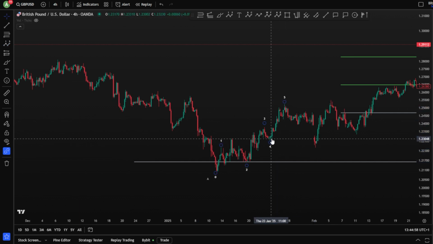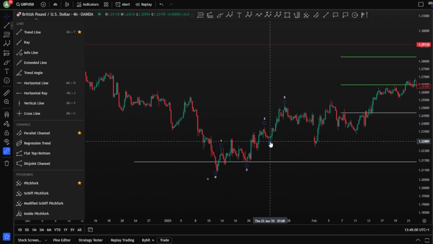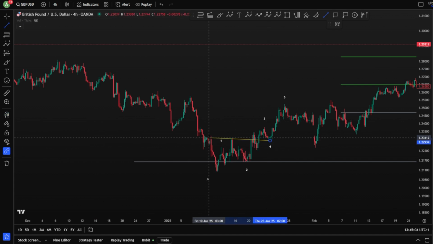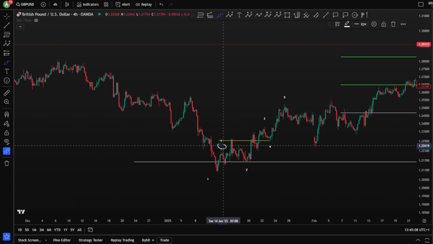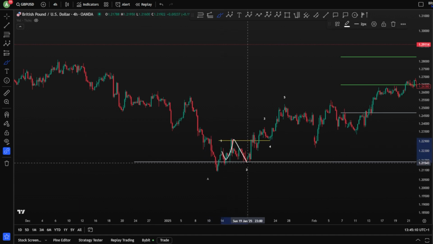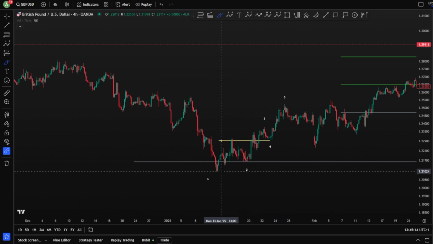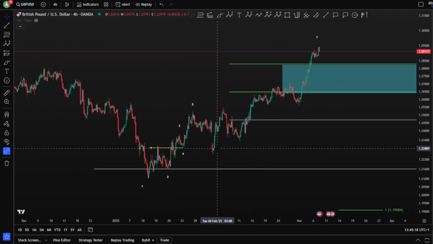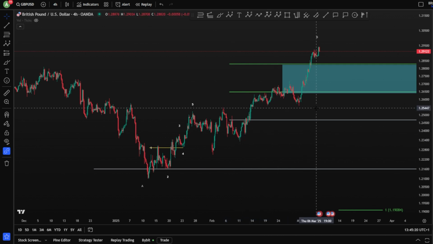Your wave 4 did not interfere inside your zone 1 here. If we take the wave 4, as you can see, the zone 1 is here. This is your 1, and this is a part of your ABC expanding flat or running flat for a wave 2. So basically it can serve as a wave 1, I would say, and then a 2, and then 1, 2, 3, 4, and a 5.